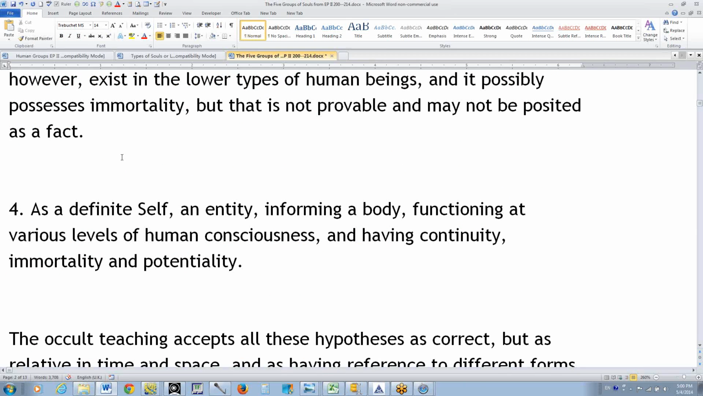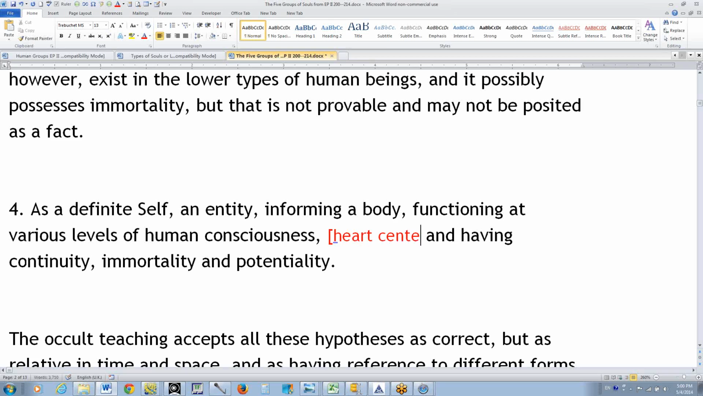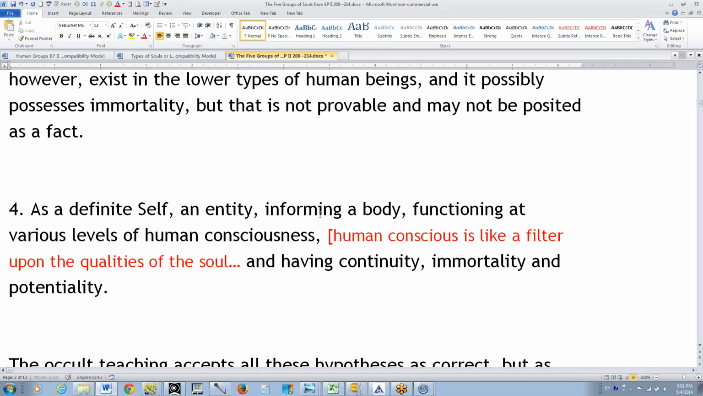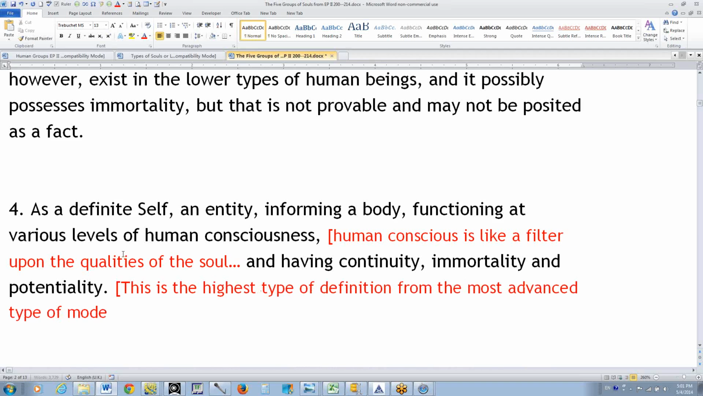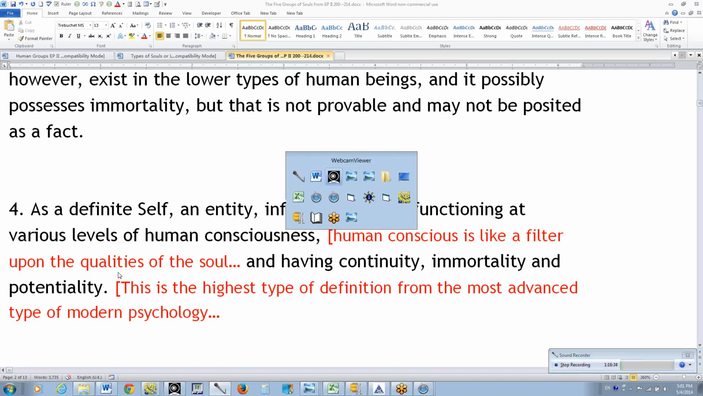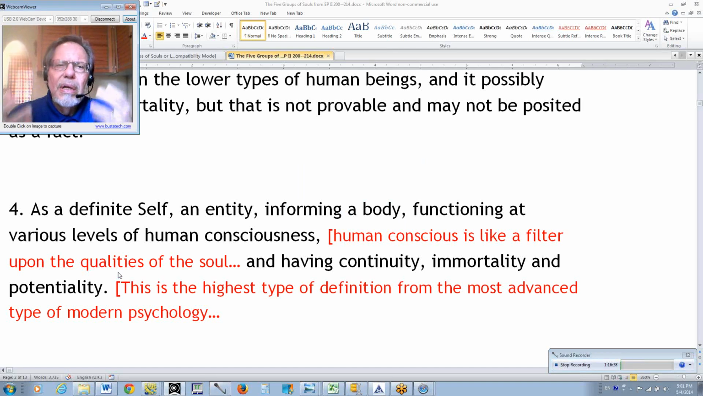And finally, as a definite self and entity informing a body, functioning at various levels of human consciousness, here being the filter. So human consciousness is like a filter upon the qualities of the soul. And having continuity, immortality, and potentiality, and let us say that this is the highest type of definition from the most advanced type of modern psychology, of which esoteric psychology might be considered to be the highest example. How many esoteric psychologists are there really? Well, DK would have the number, I suppose, but not so many compared to those who practice psychology in relation to the personal psyche and not to the transpersonal psyche.